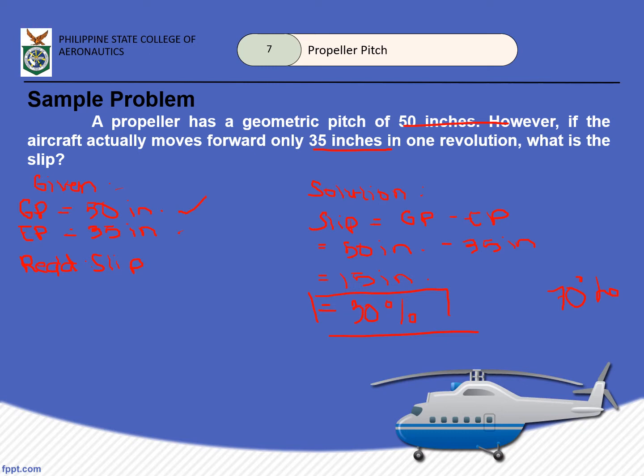handwriting. So, again, in this case, the slip represents 15 inches or a 30% loss of efficiency. We just subtracted EP from GP, then get it in percentage to get the percent loss in efficiency. Okay. So, yeah, ang kinukuha pala dito is slip. So, yeah, 15 inches, 30% is the loss in efficiency.